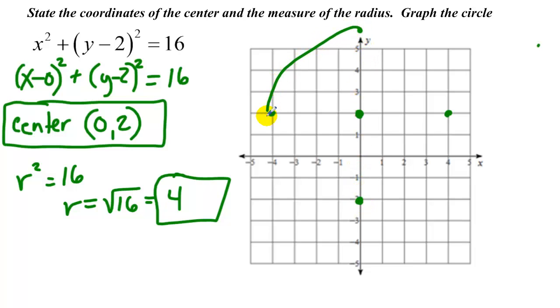And let's see if I can do better this time. Nope. I can't. In fact, I think I'm getting worse. All right, maybe you want a compass. That would be helpful.